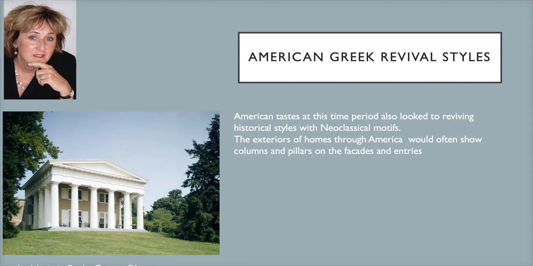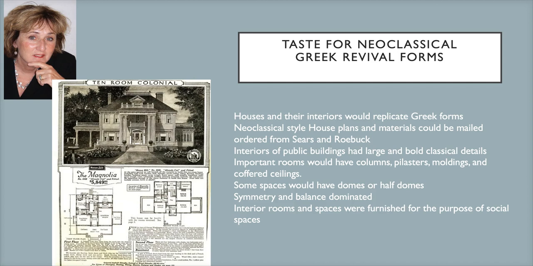Another movement for revivals was the American Greek revival style. At this time, American taste looked to reviving historical styles with neoclassical motifs. You'll see the exteriors of homes throughout America would often show columns and pillars on the facades and entries. So this taste for neoclassical or Greek revival forms was where many of the Greek forms were replicated. You could even buy a neoclassical style home. Plans and materials could be ordered from Sears and Roebuck.